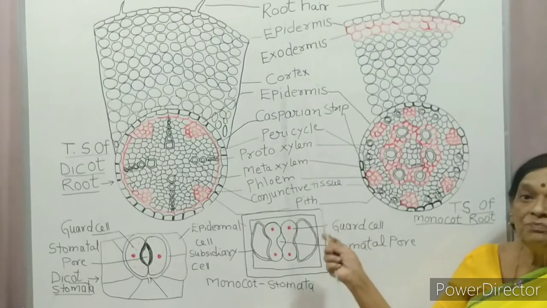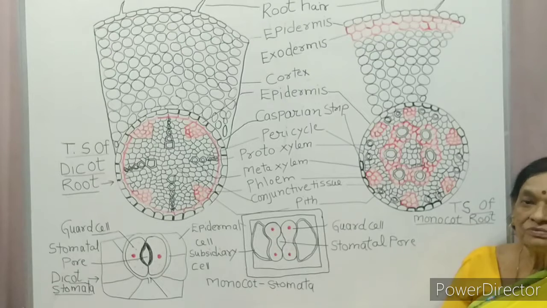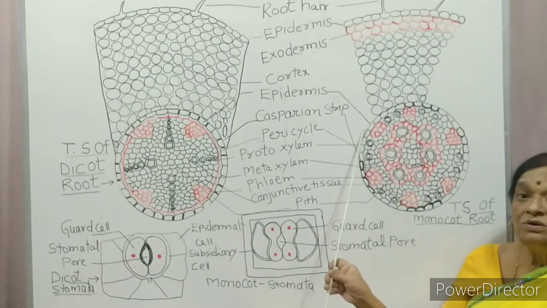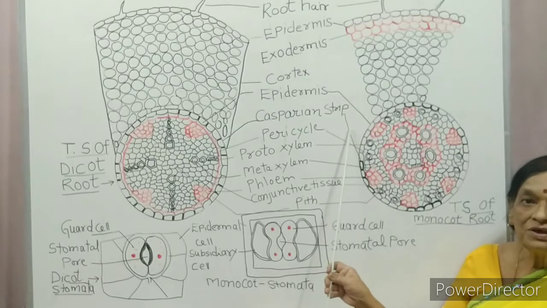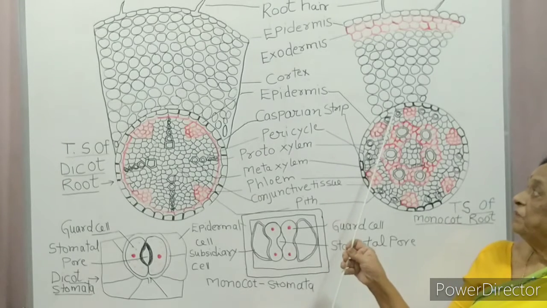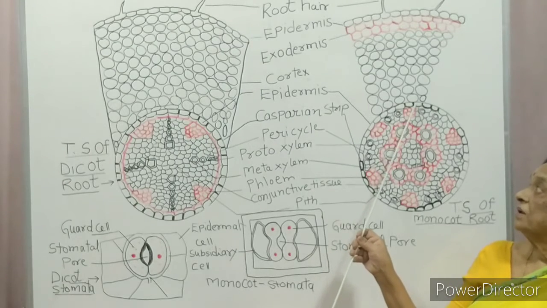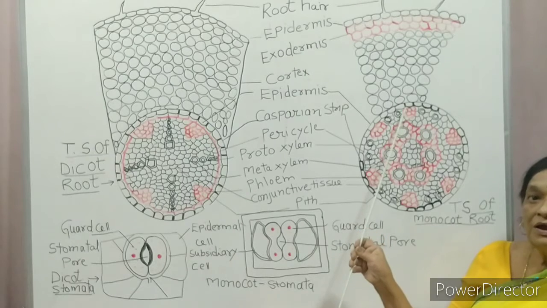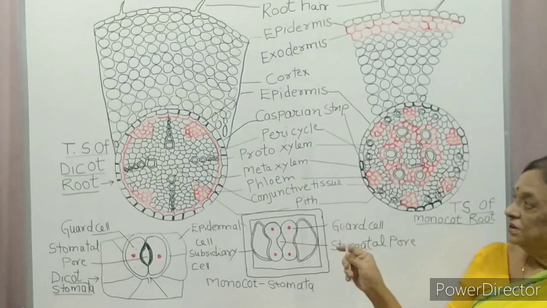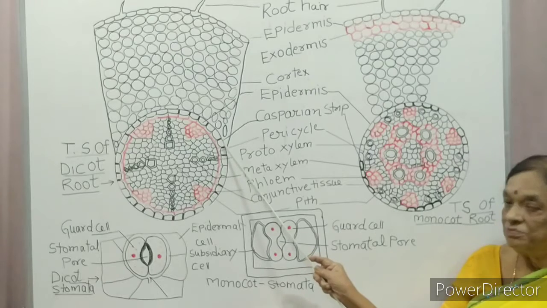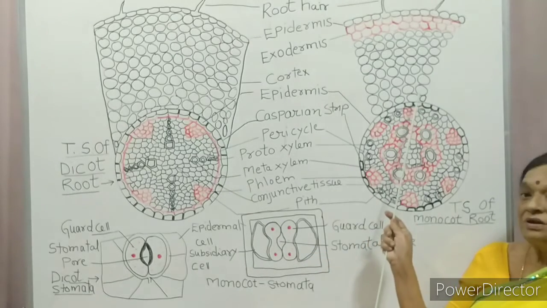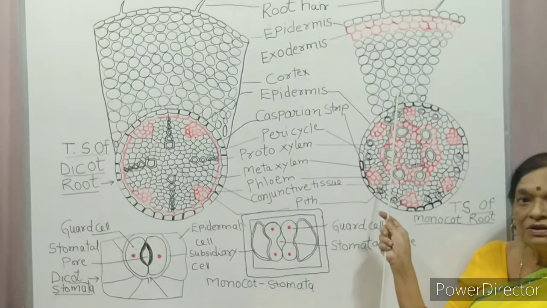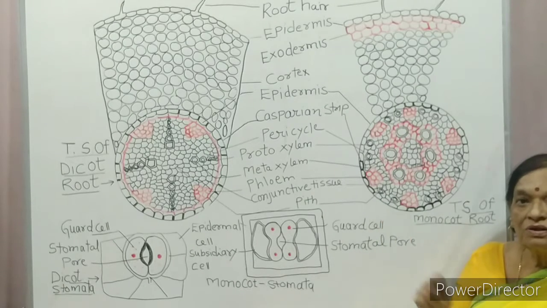Cortex made up of parenchyma. Endodermis. What is the specialty of endodermis? It has Casparian strip on radial and inner wall both. Here, in dicot, Casparian strip on radial wall only. In monocot it is on radial and inner wall both.